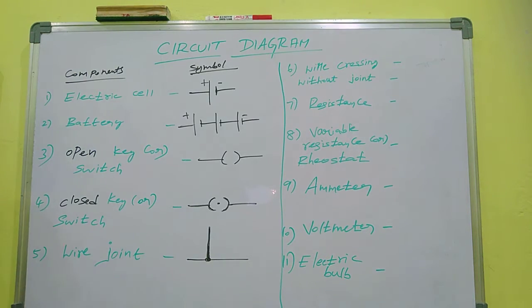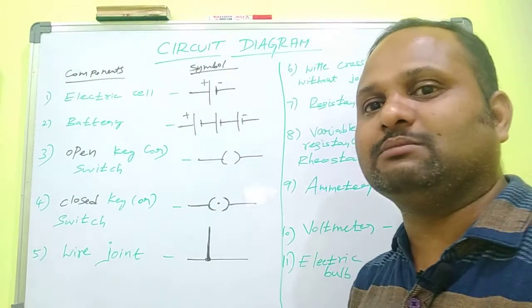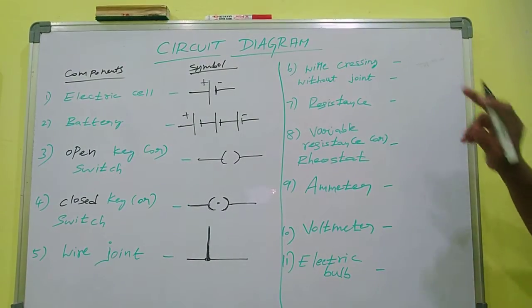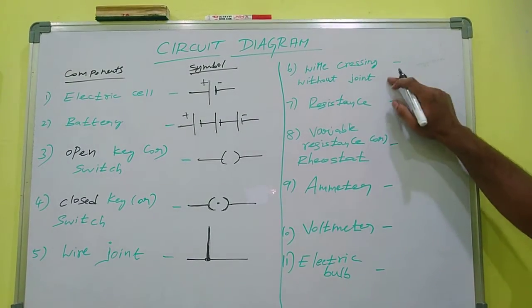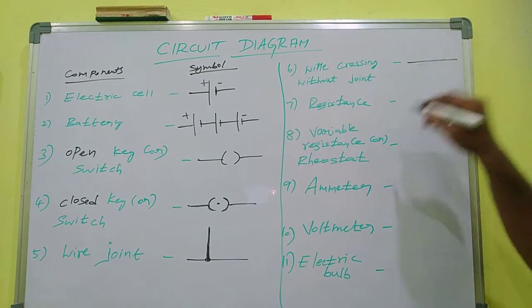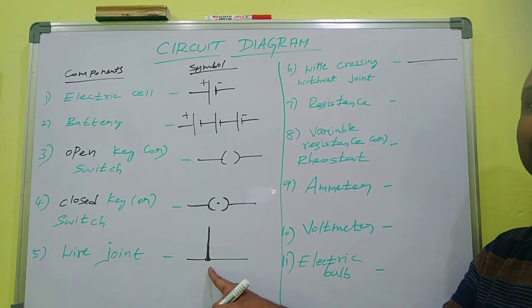Okay, yes. In this way we can indicate the wire joint. This is one of the symbols for drawing the circuit diagram. Then another one, wire crossing without joint. In some circuits, a wire is crossing another wire without connecting. With connecting, we make use of this symbol.